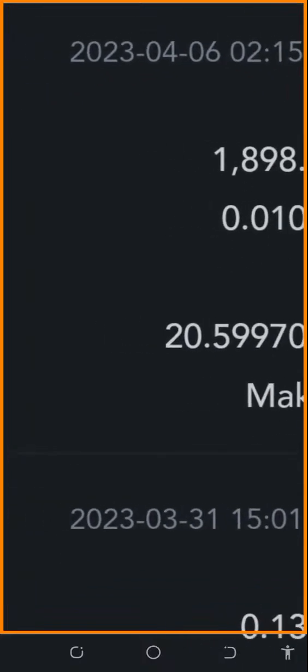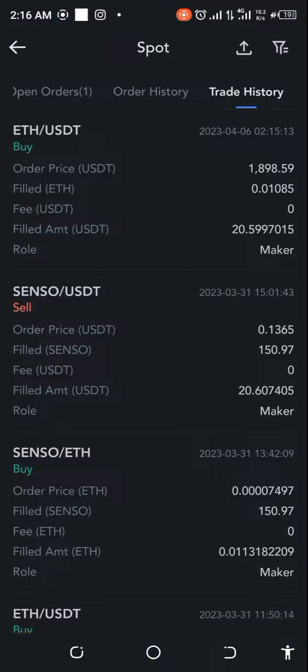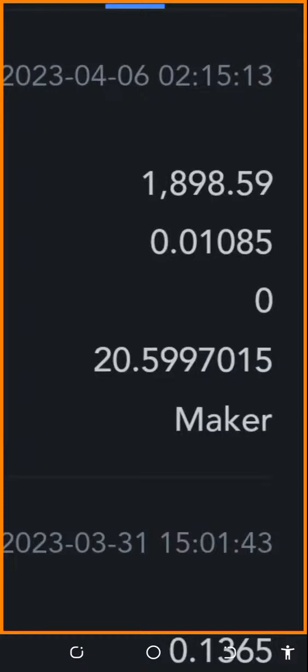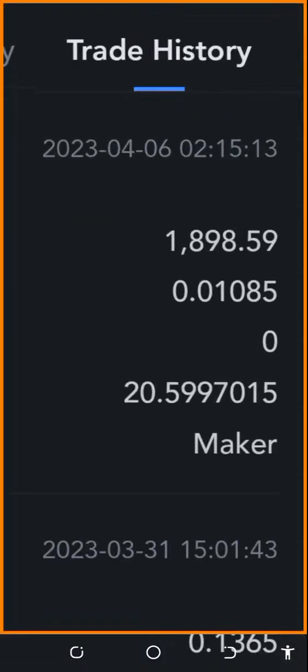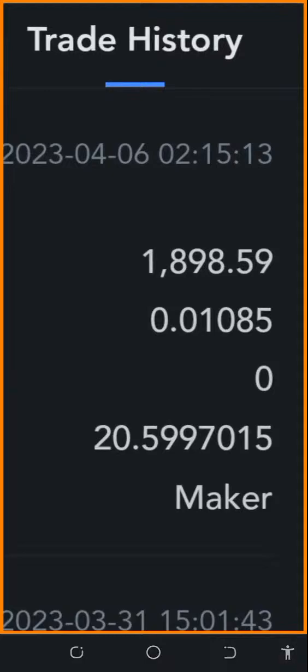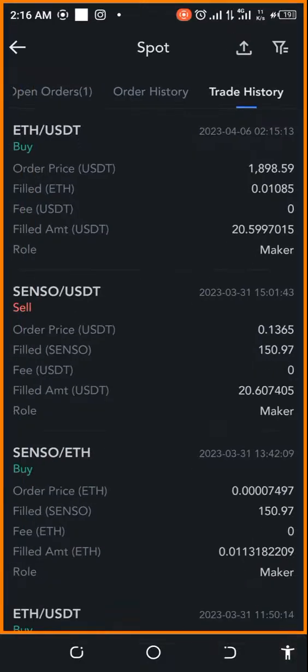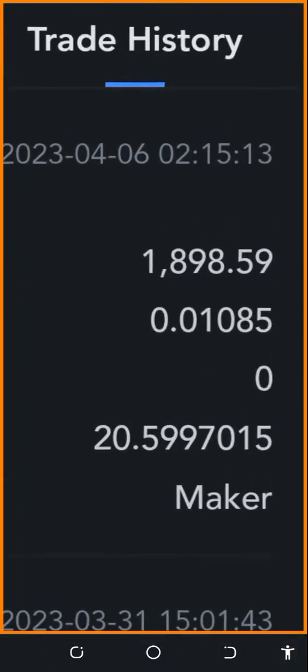Oh, we bought it at what? Why is that ETH? How much did we buy it? At what level? Oh, sorry, the order price. Oh yeah, the order price was 1898.54. Hmm. Okay.